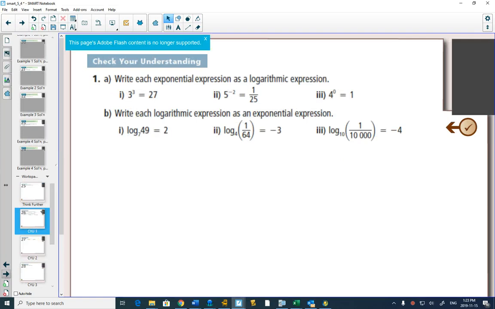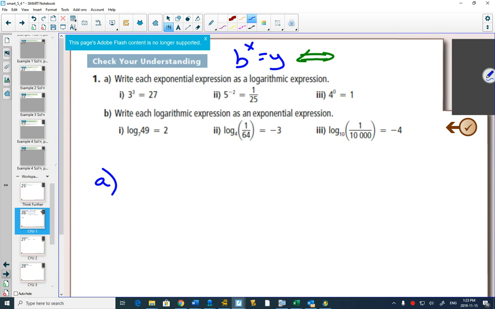Okay, so here's our first example. Part A, it's just working with the definition. All of those are exponential expressions. What we need to do is to write them as log expressions. So, a reminder of our definition. There's your exponential form. You just have to write things in a different order.